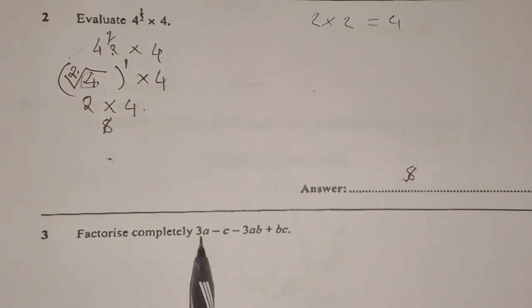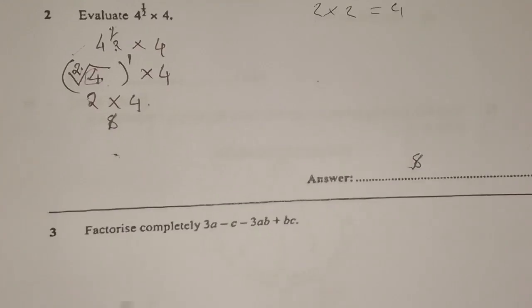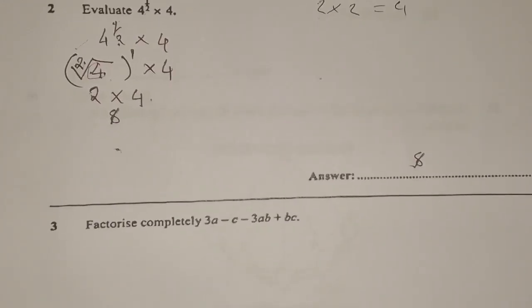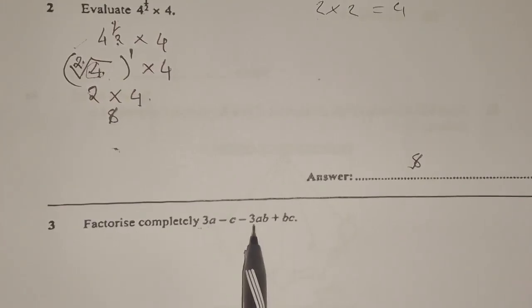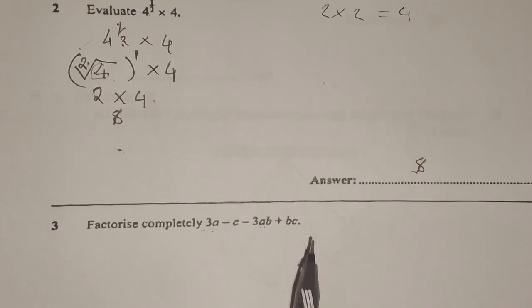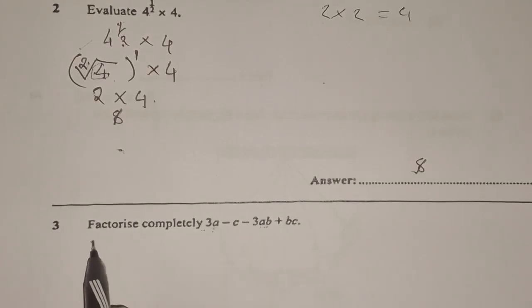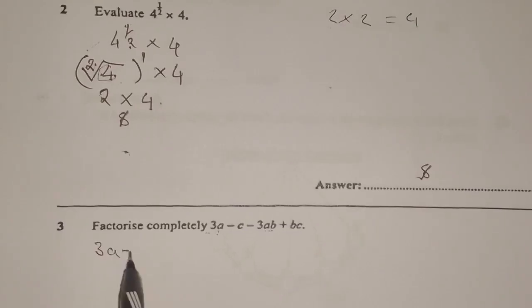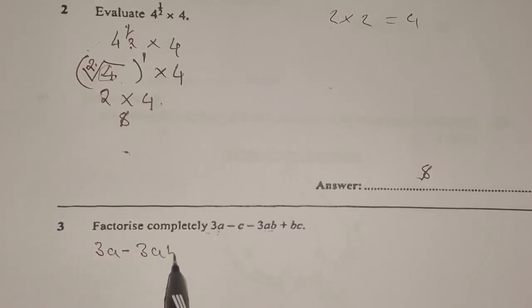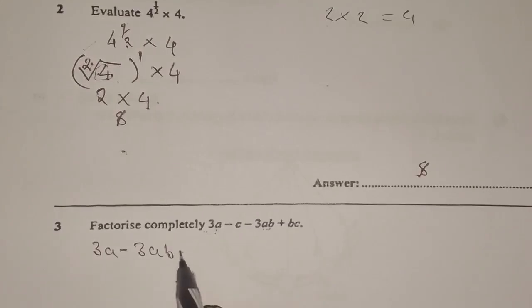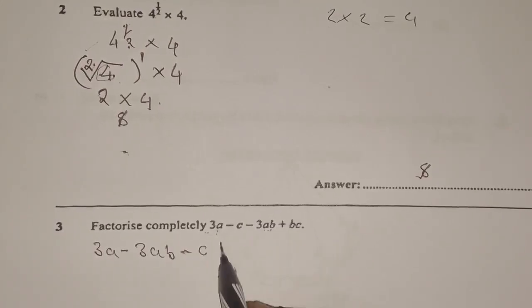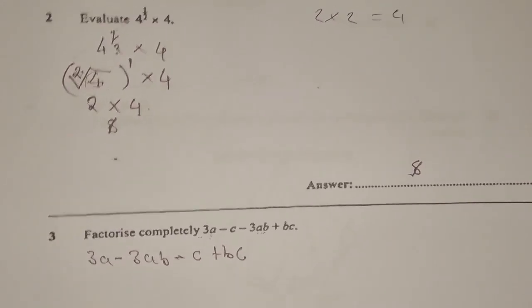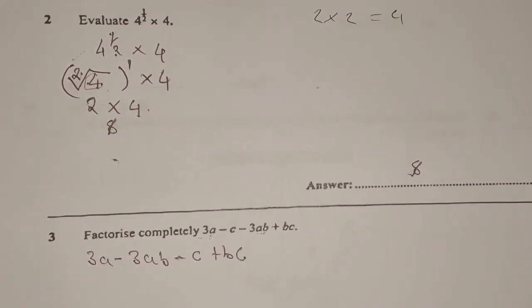If you see, we don't have completely like terms, but we have some terms that look a bit the same, like this 3a and 3ab, because this side we have a and this side we have a, so this makes it a common factor. So we're going to group this and this. So we're going to have 3a minus 3ab minus c plus bc. So we've just grouped the like terms, we haven't changed anything.